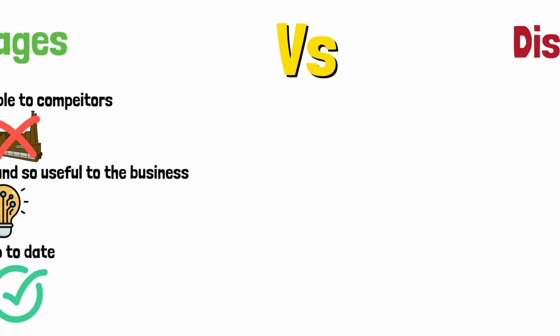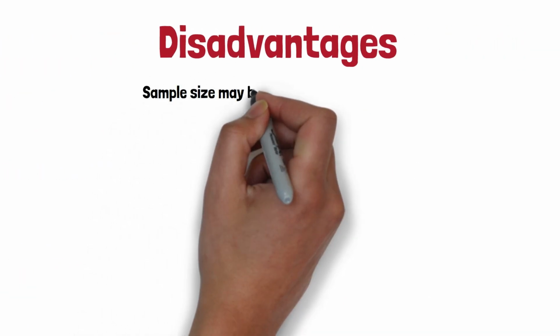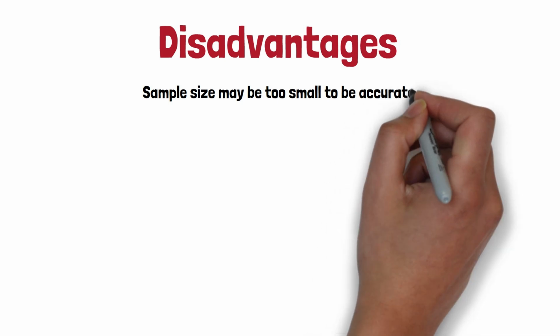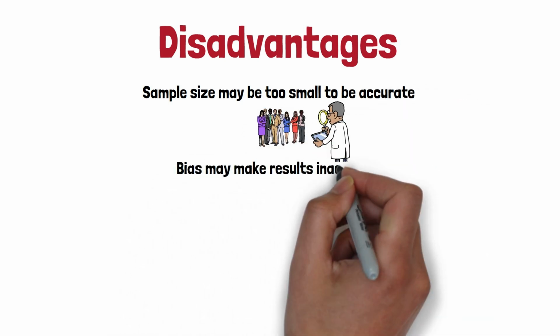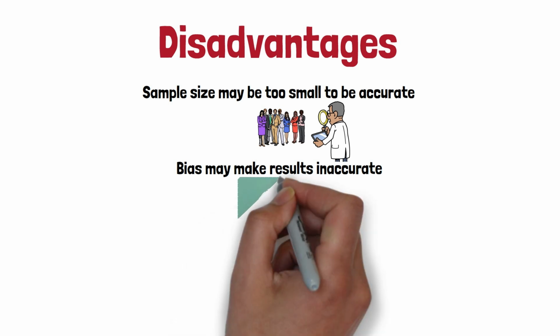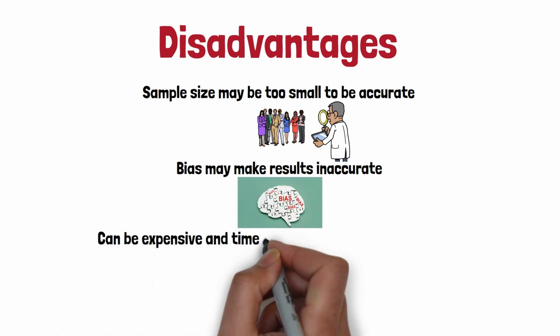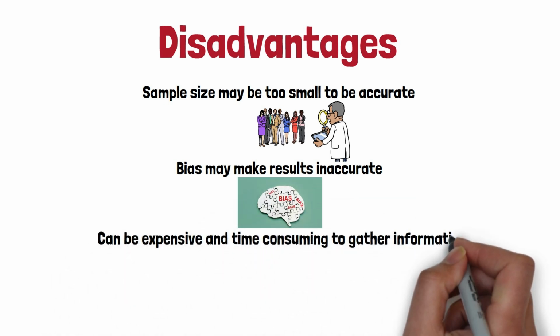On the other hand, a potential drawback could be the sample size being too small and so lacking accuracy. The firm's bias may also make results inaccurate, as well as the whole process being expensive and time-consuming, meaning the firm's costs increase.